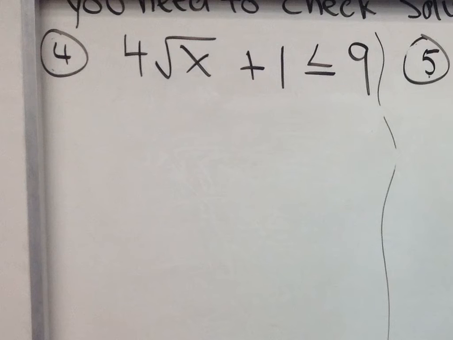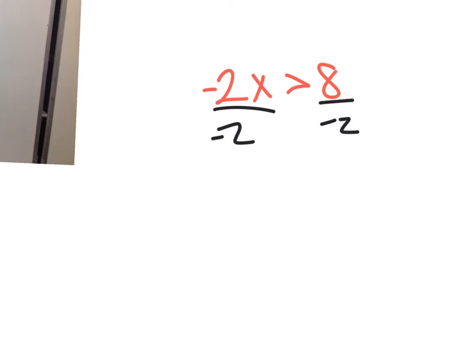In this section, number 4, we are going to be solving inequalities, no longer equations, inequalities. I hope you remember that the only difference between solving an equation and solving an inequality is this. Let's say we had negative 2x is greater than 8. How do you solve that? Well, you simply divide by negative 2 and divide by negative 2, just like if it were an equation.